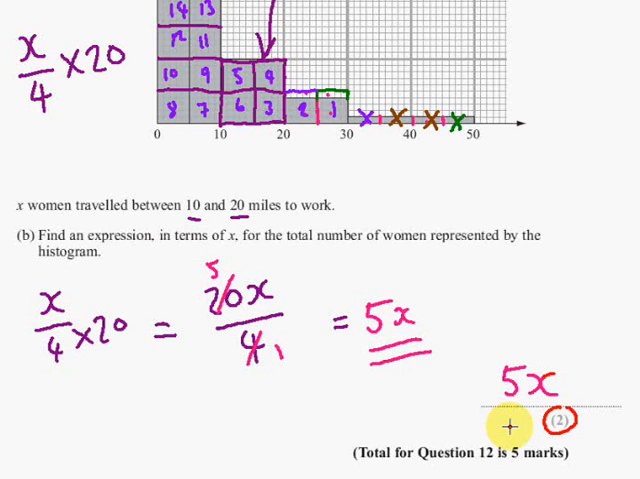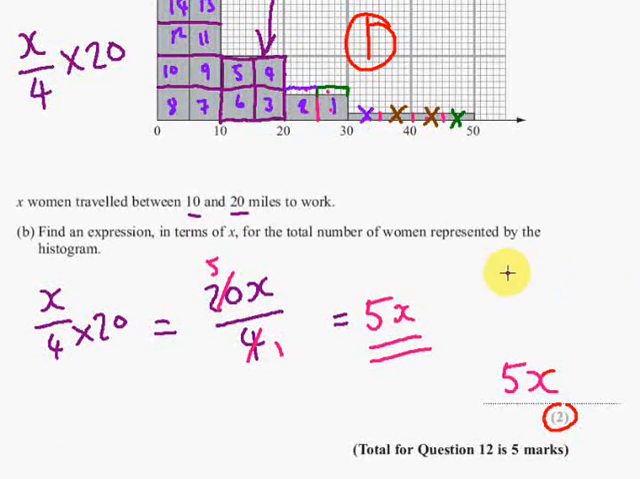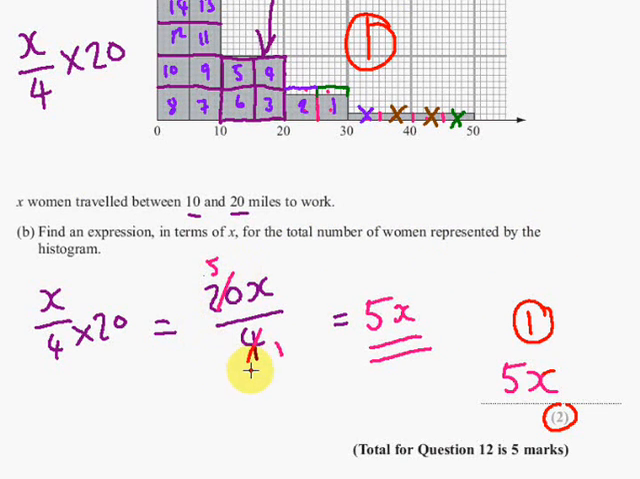Okay, so the first mark comes from working out that there's 20 centimetre boxes, and the second mark comes from the answer 5x. Now it doesn't actually say you have to find it in the simplest terms, so even if you had it at this stage, this is still an expression in terms of x for the total number of women represented in the histogram, so that should get you the mark as well. Okay, so that's 2 marks, 1 there and 1 for the answer, and that is it.